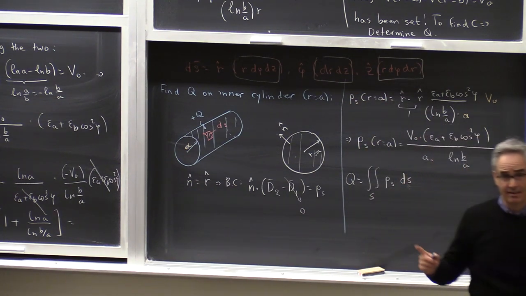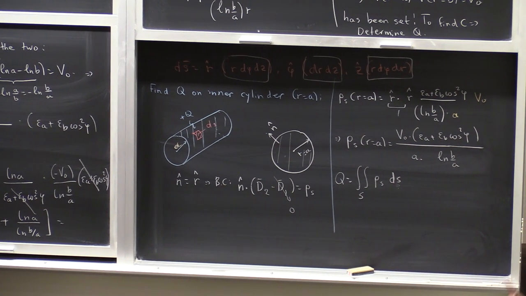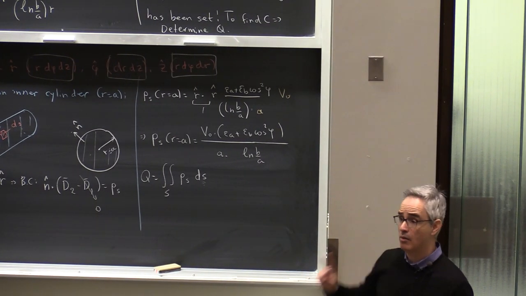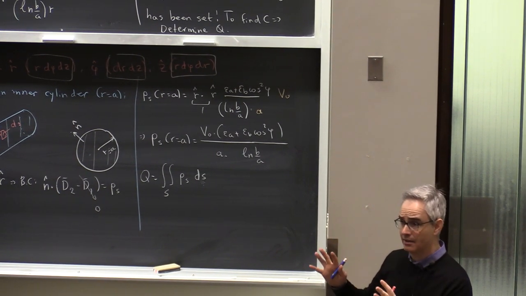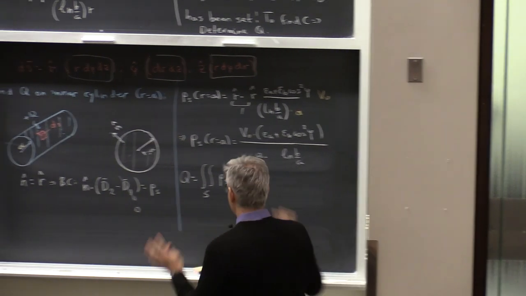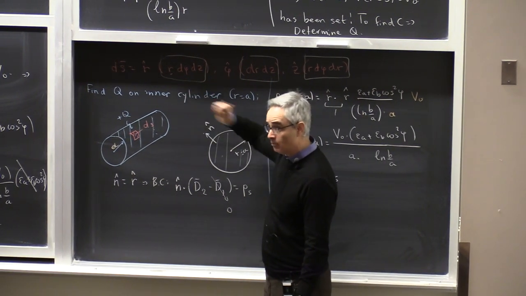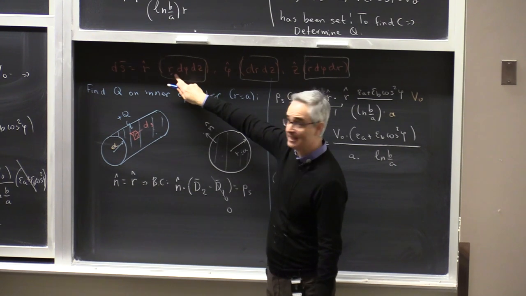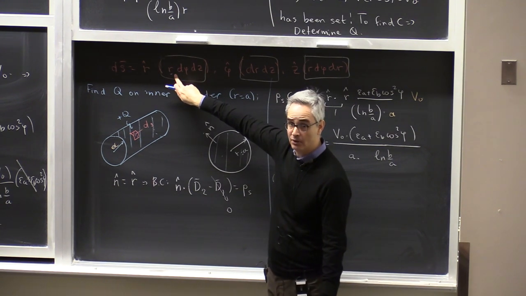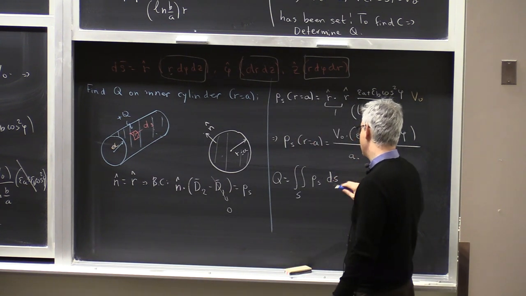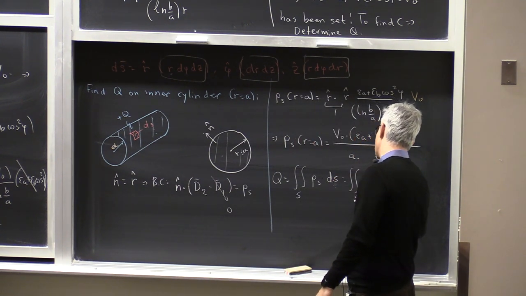Because I'm on the cylinder, r is fixed. Therefore, none of those that include dr can be the one that I need to use. I am on the cylinder, and therefore, I have to go with this one. And one more thing I have to think about is, because I'm on the cylinder, r is not a variable anymore. It's fixed. It's a. So therefore, what I put in here will be a d phi dz.